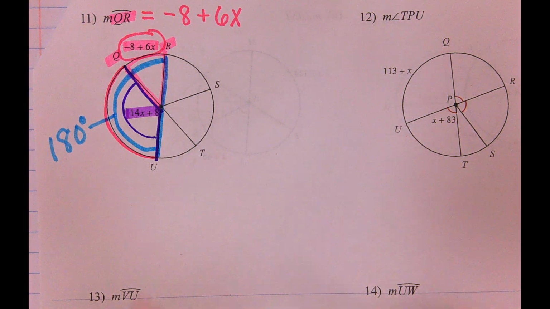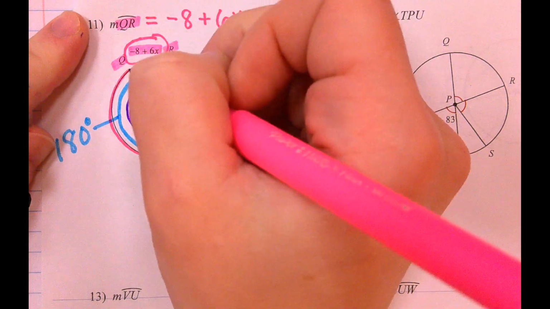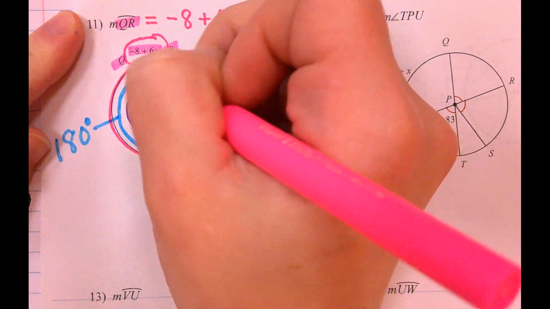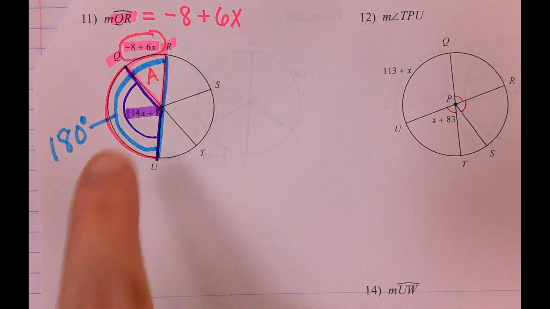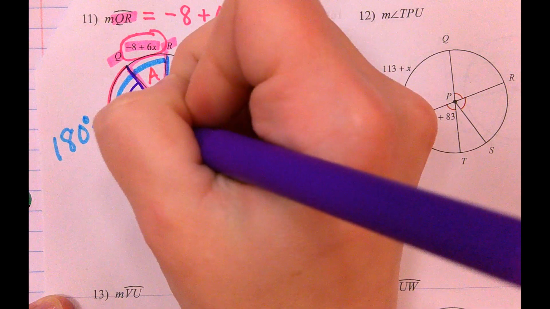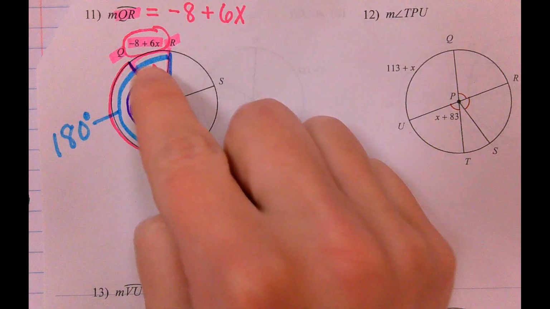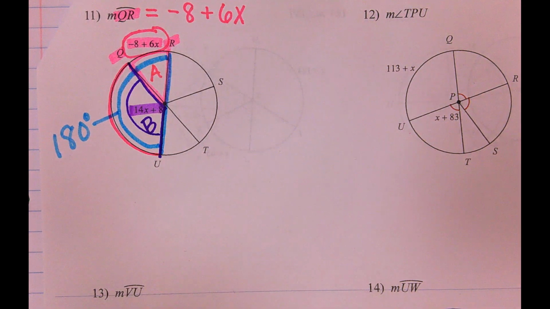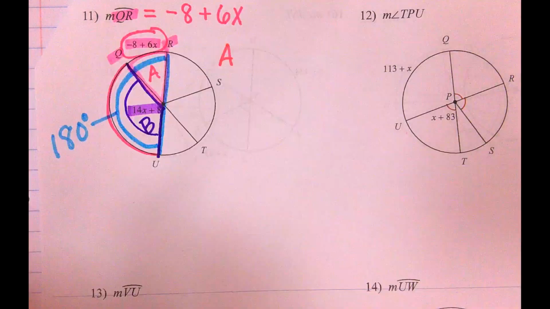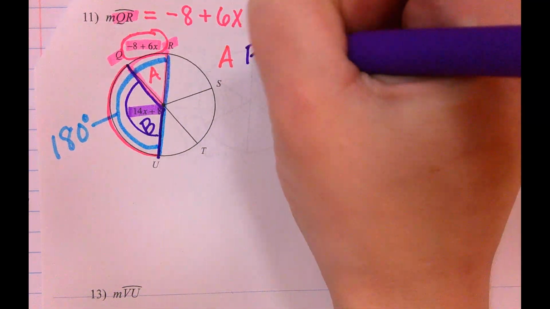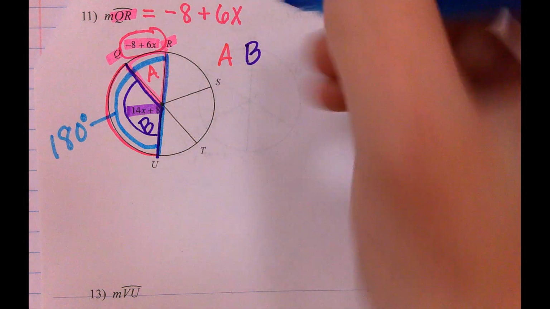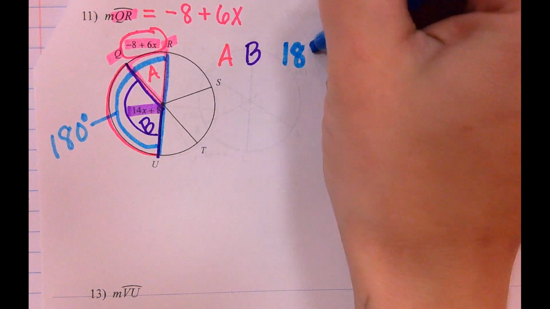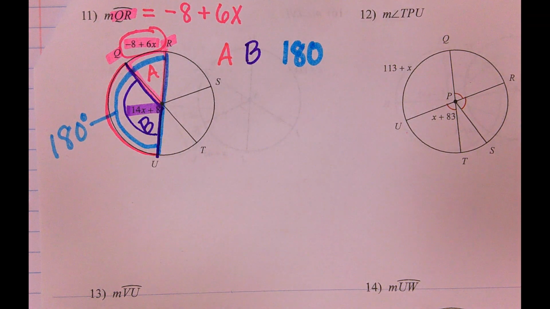Yes. So here's a way that we can think of this more simply. Think of this as like A, and this purple one is B. A plus B equals 180, right? Okay, we know that. Let's write that. A plus B is 180. So would we just put a plus sign in there.